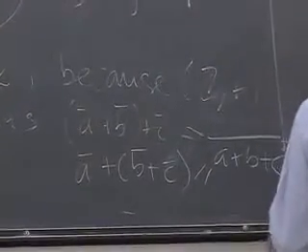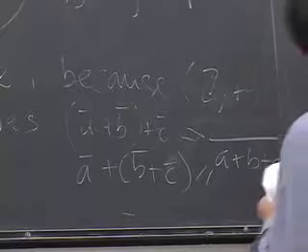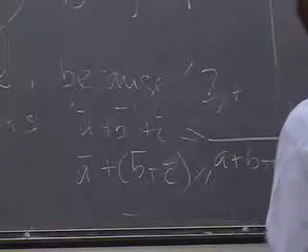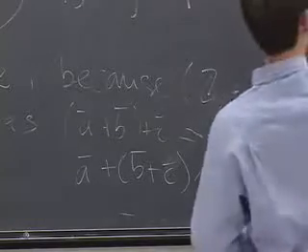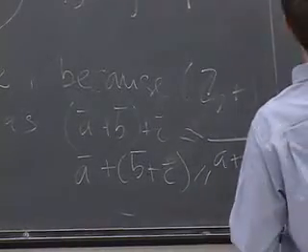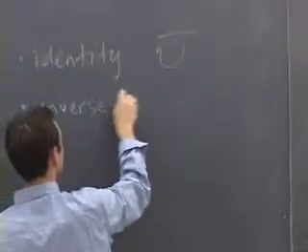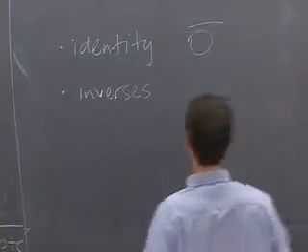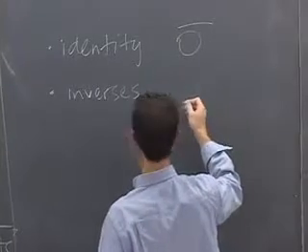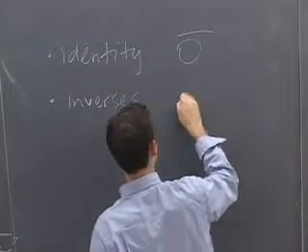The thing has an identity element. What is it? The class of 0. It has inverses. N minus A bar. Absolutely. There are a couple of different ways of writing it. So the inverse of A bar.